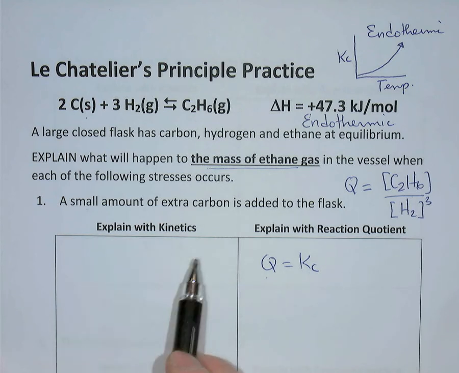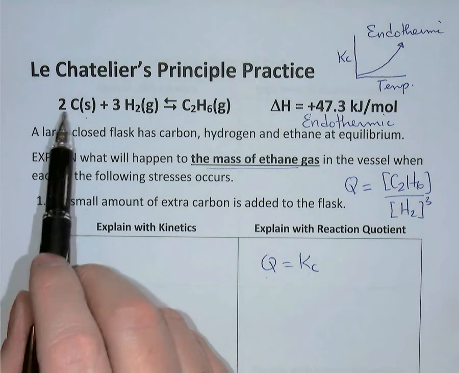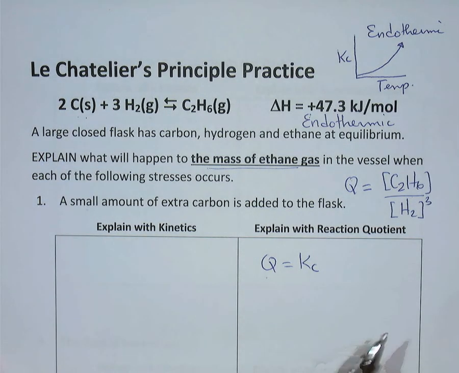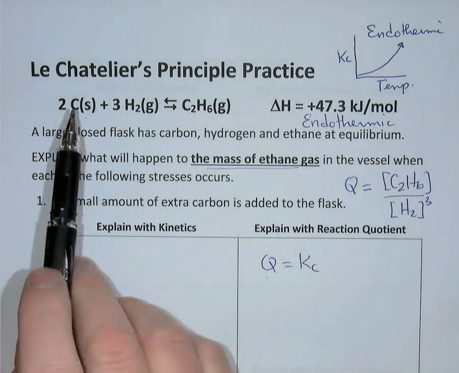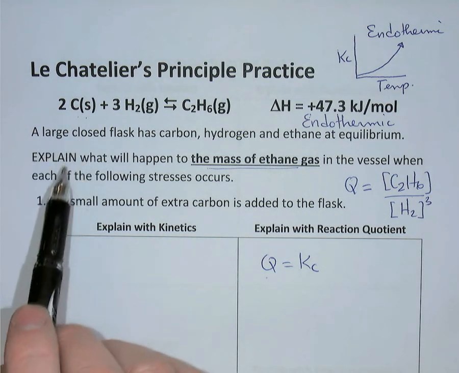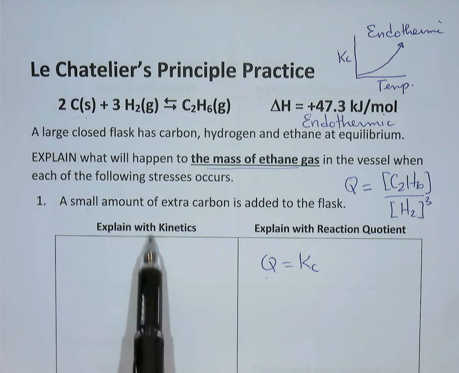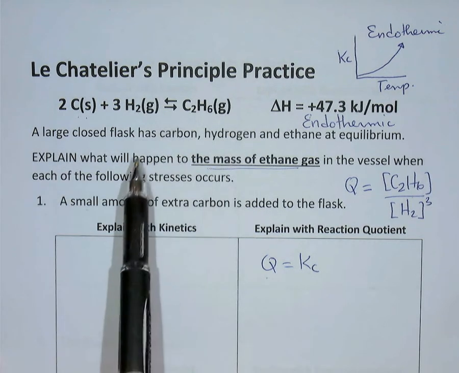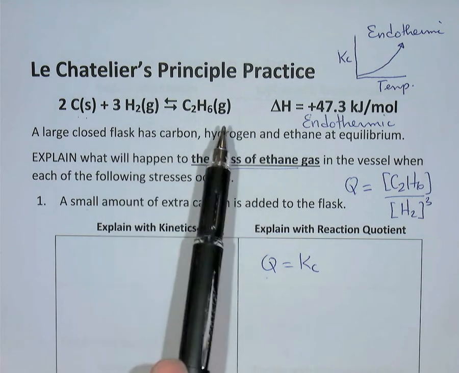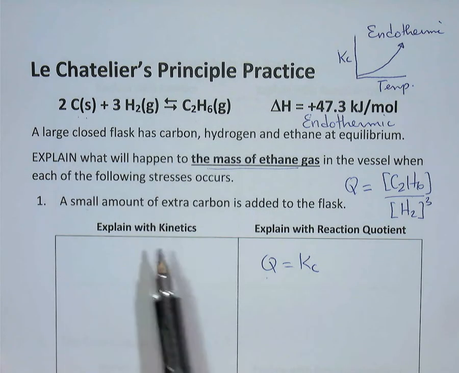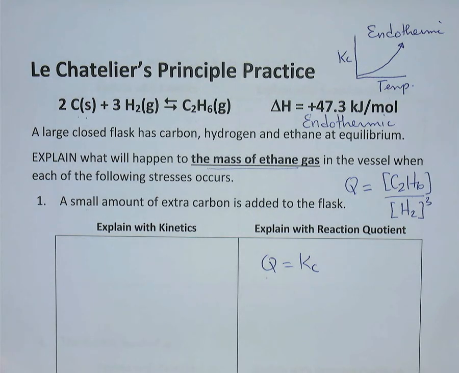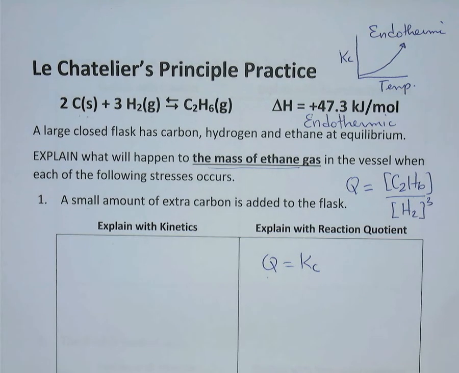If you prefer a kinetics explanation, you would note that carbon is a reactant in the forward reaction. However, it's a solid, and solids have constant concentrations. So because it's a constant concentration, adding more carbon will not affect the rate of the forward reaction. Of course, carbon is not a reactant in the reverse reaction, so the reverse rate is unaffected also. Since the forward and reverse rates are unaffected, there will be no shift in the equilibrium, and nothing happens to the amount of ethane gas.